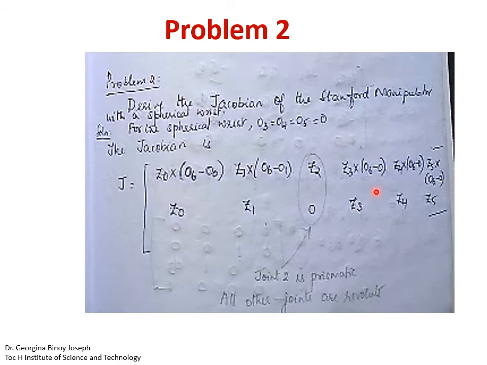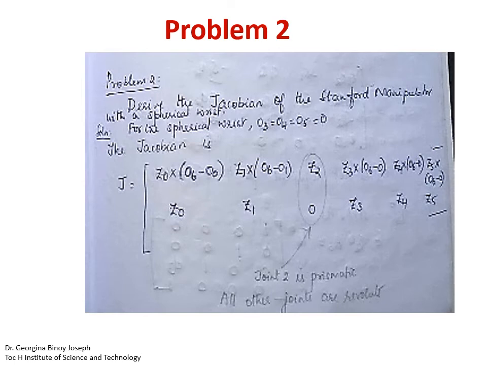This is revolute again, and this is again revolute. The only thing is that over here, instead of O(i-1), we have put the wrist center. The derivation for this you can follow in a similar manner to problem 1, in your notes.